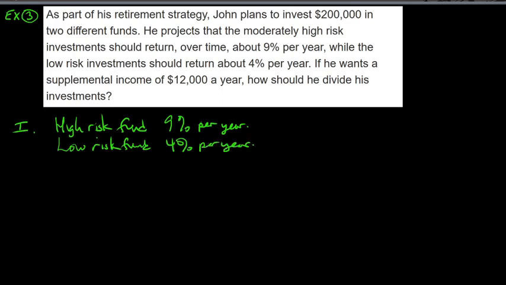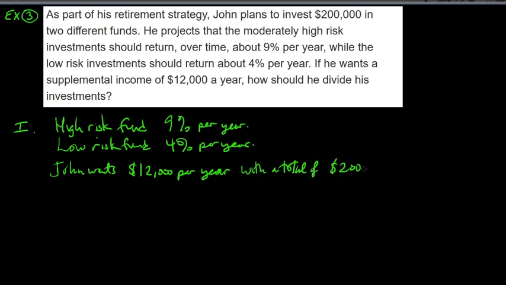Okay, so we want, let's see, $12,000. So John wants $12,000 per year. So can we do this with the $200,000, right? So with a total of $200,000.